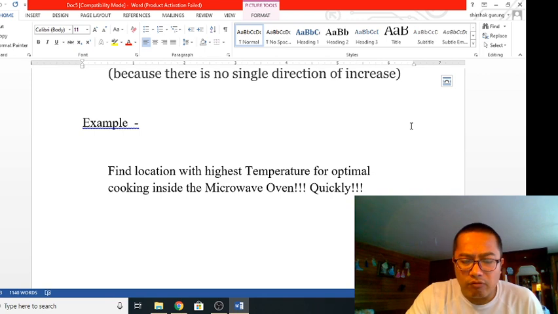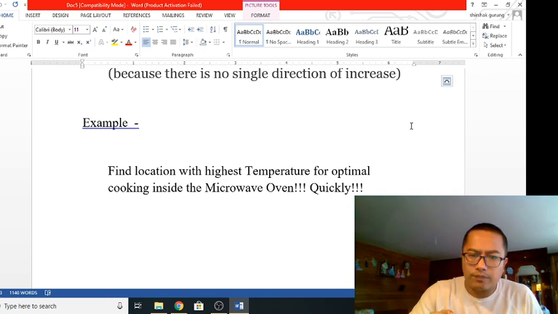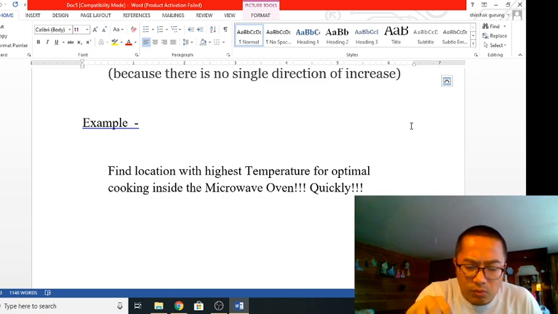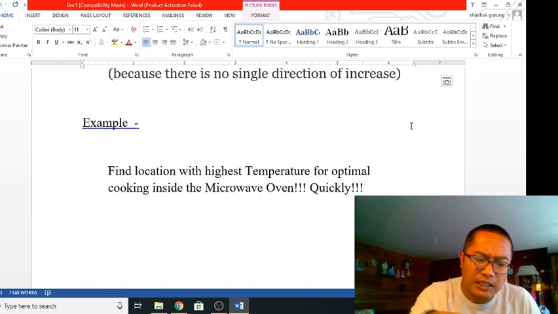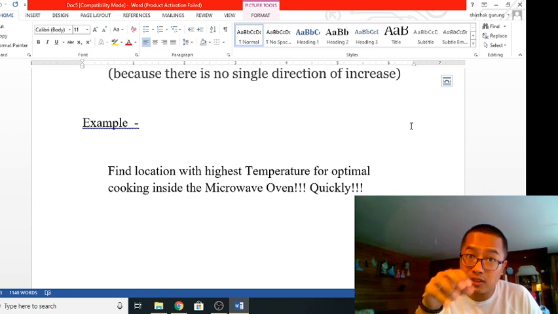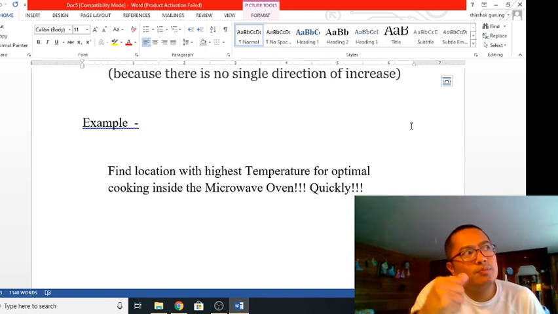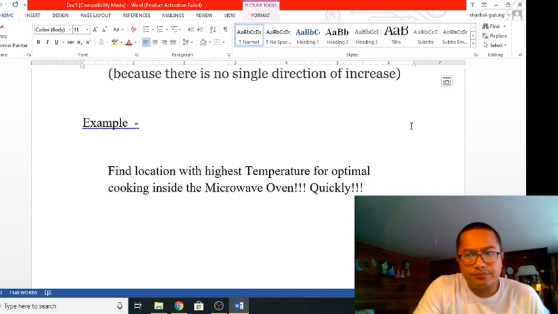Now the catch is here. We have to take the cake in the shortest time to the place inside the microwave which is the hottest, the highest temperature. We have to find the hottest place in the microwave oven. It's a continuous variable. You're looking for the hottest place in the microwave, and when you find the place, you keep the cake there, it gets cooked and it tastes the best. So the problem we're trying to understand with an example is, in a microwave, we're trying to find the location where it's the hottest so that we can cook the best.